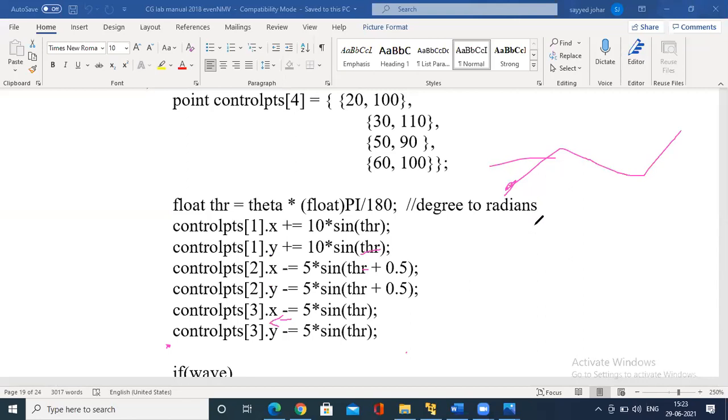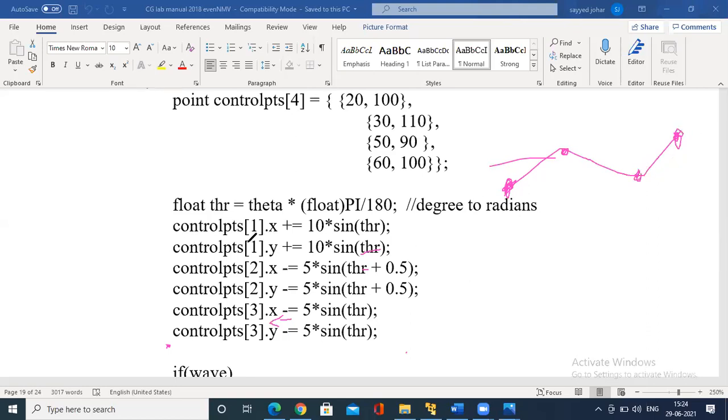If I write like this, you have to draw in such a way that this control point and this control point fall with the y-axis the same, 100, 100. See, 100, 100. These control points should fall in the same direction. So this is my 20, 100, this is my 30, 110, this is 50, 90, and this is my 60, 100.